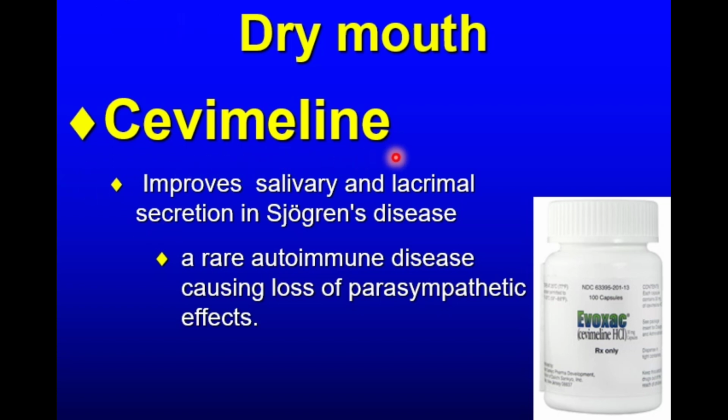Cevimeline is a more selective M3 muscarinic receptor agonist. It is used in the treatment of dry eye and mouth associated with Sjogren's syndrome, a real autoimmune disease causing loss of parasympathetic function.